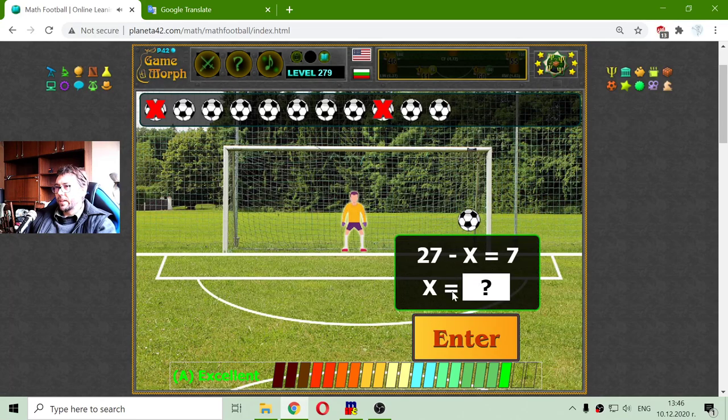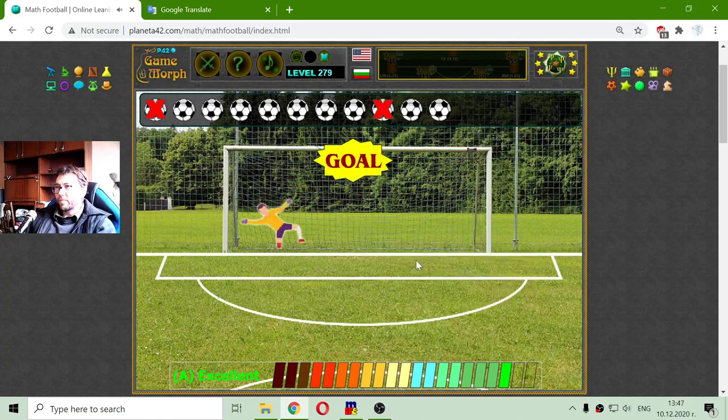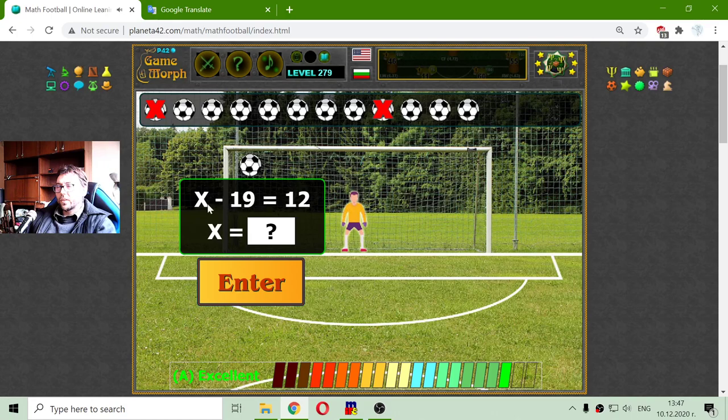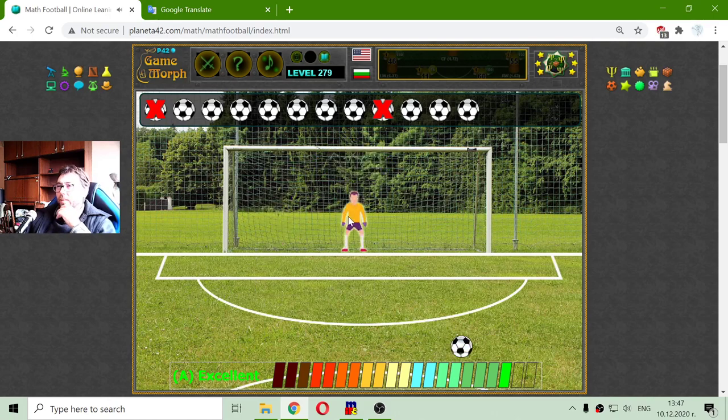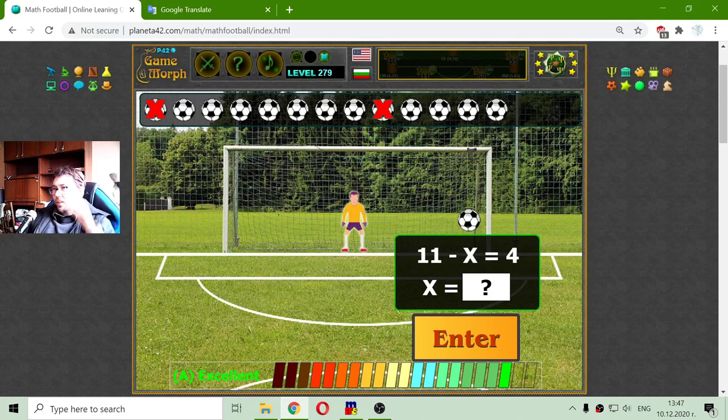Okay. The next one is 27 minus what number equals 7. That should be 20. All right. Okay. This is 20. Yes. Okay, this is easy. It should be 7.